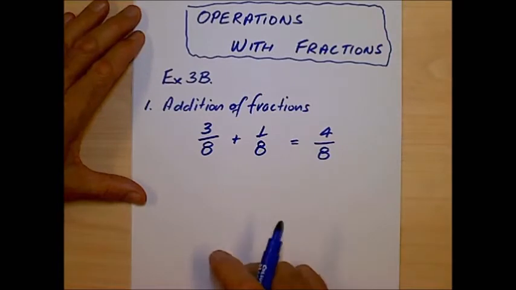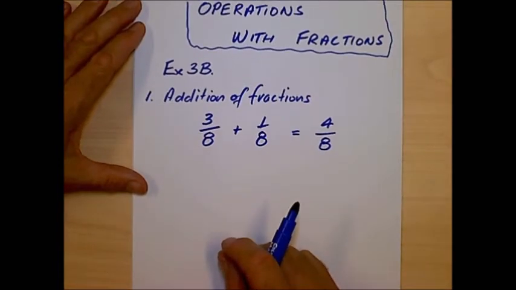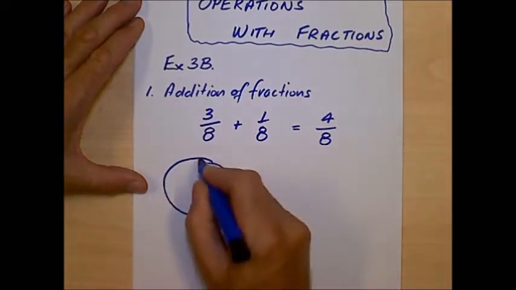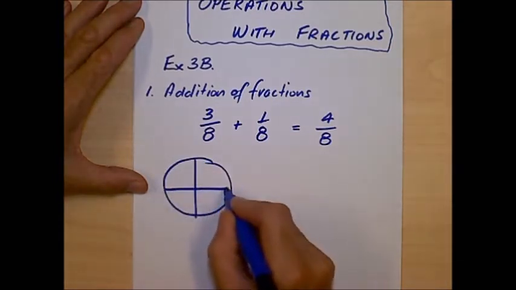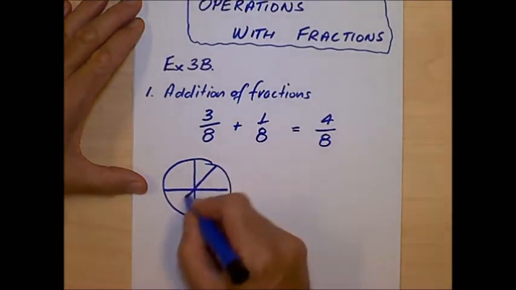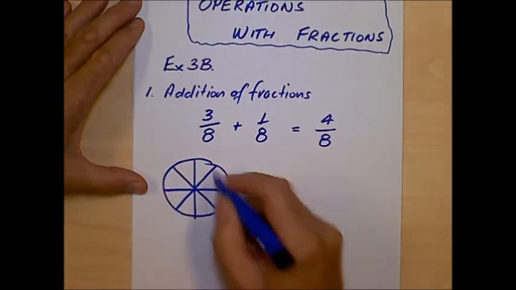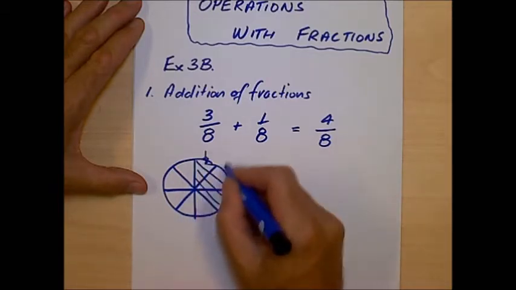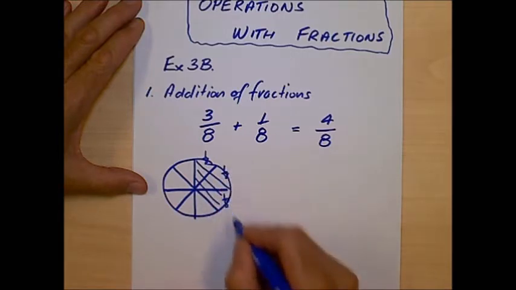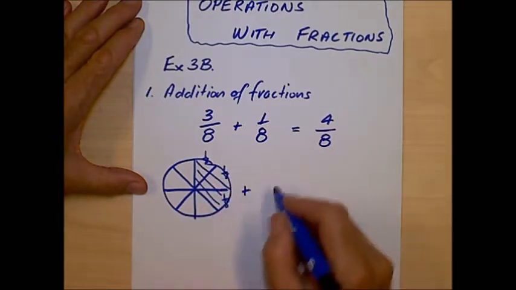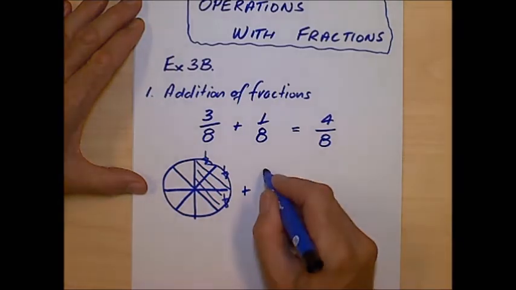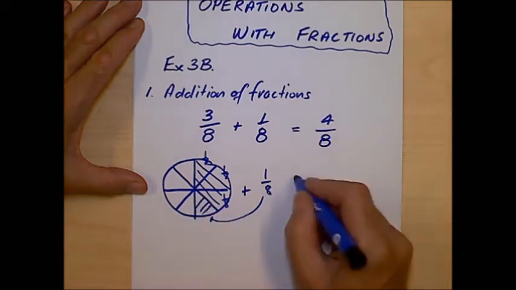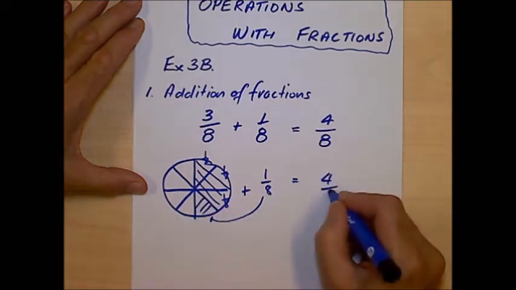4/8. If I need a diagrammatic representation to help understand that, I can think of, for example, a pizza, which I have broken up into 8 equal parts. So if I had 3/8 of the pizza, let's shade that amount there. That's 1/8 there, that's another 8, and this is another 8. And then I wanted to add on one more 8, which would be here. We can see that now we have 4/8.